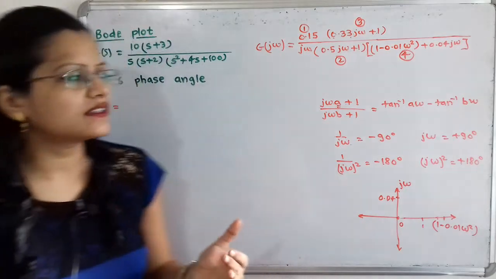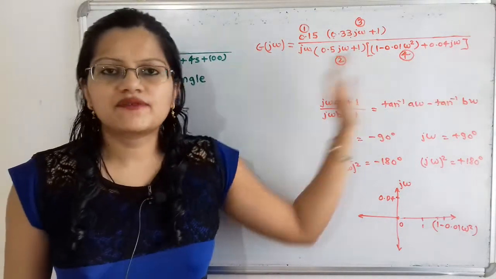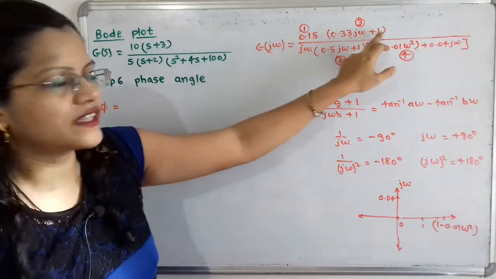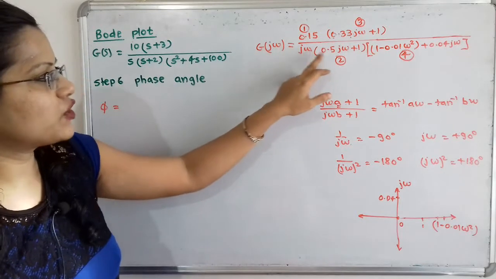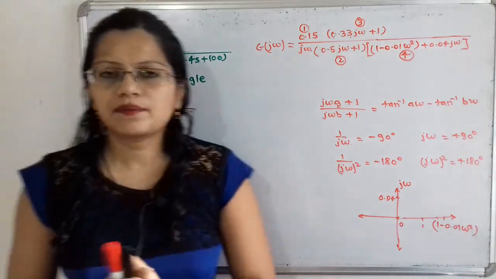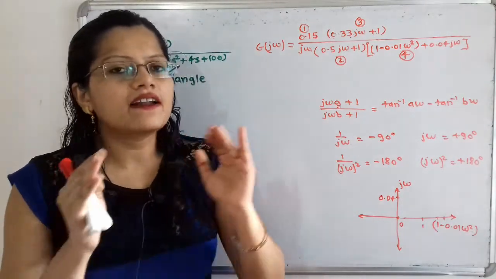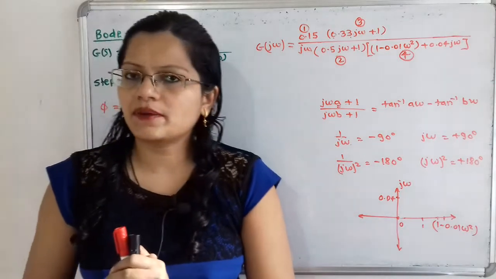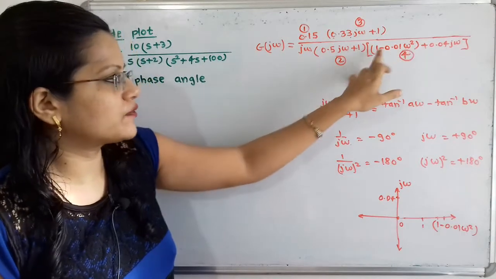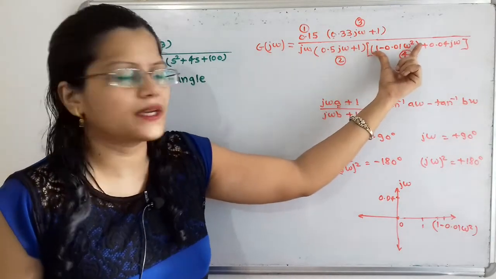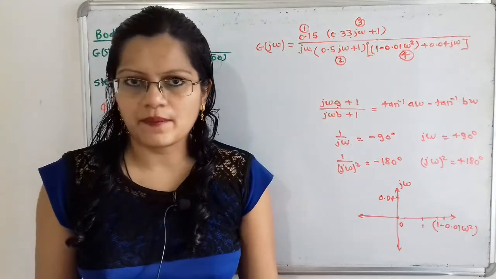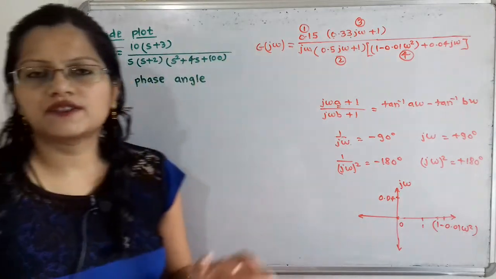For that we will consider the sinusoidal transfer function, that is G of j omega is equal to 0.33 j omega plus 1 divided by j omega times (0.5 j omega plus 1). Now for the next bracket, we have to take the real number in one bracket and the imaginary number separately, that is 1 minus 0.01 omega square. This is the real number, which we take in a separate bracket, and outside that we write plus 0.04 j omega. So this is the sinusoidal transfer function.